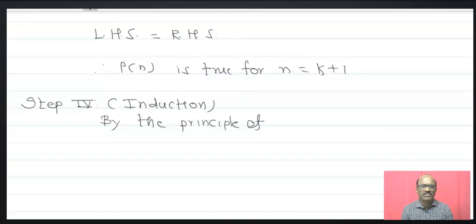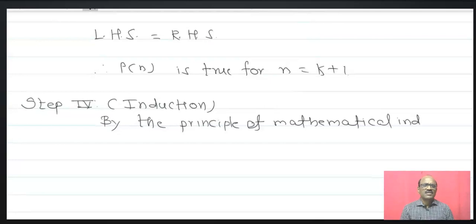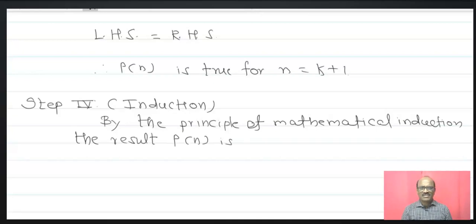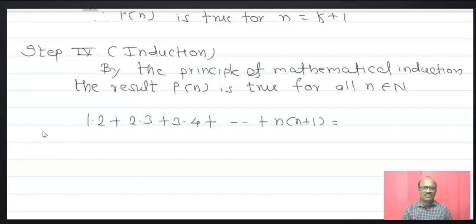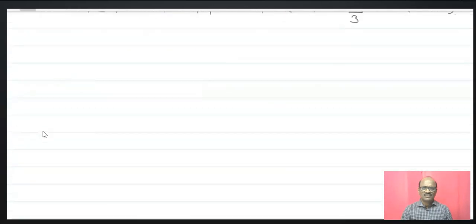By the principle of mathematical induction, we always write this dialog for the last step, that is the fourth step. What is that? By the principle of mathematical induction, the result P of n is true for all n belongs to capital N. 1.2 plus 2.3 plus 3.4 plus dash dash plus n in bracket n plus 1 is equal to n upon 3, n plus 1, n plus 2. And here's the result.